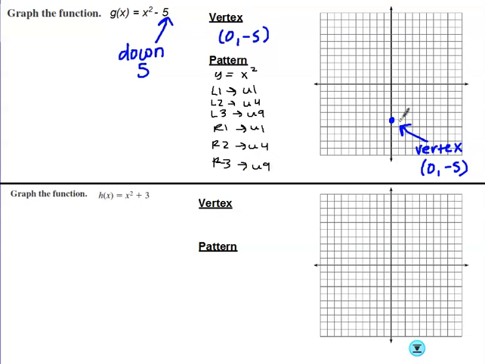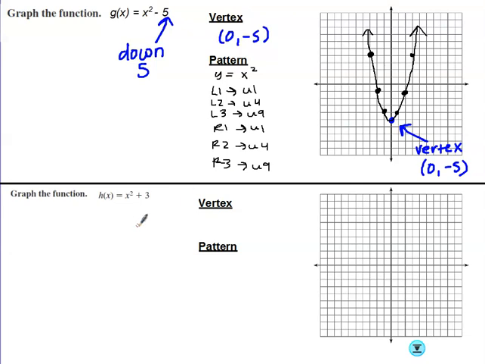vertex. So left 1, up 1, back to the vertex, left 2, up 4, back to the vertex, left 3, up 9, back to the vertex, right 1, up 1, back to the vertex, right 2, up 4, back to the vertex, right 3, up 9, and then I have all my dots, so I go ahead and connect them best I can, and this is the graph of our parabola. So addition or subtraction does not change your pattern, it only changes where the vertex is.